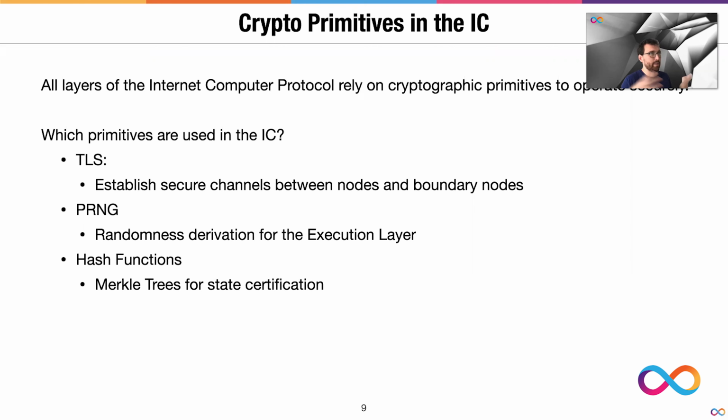They are used to construct the blockchain itself, for example, but they are also used as part of certification. When we certify the state, we are actually certifying a hash tree, a Merkle tree of the state, that allows us to essentially derive a certificate for a small portion of the state.